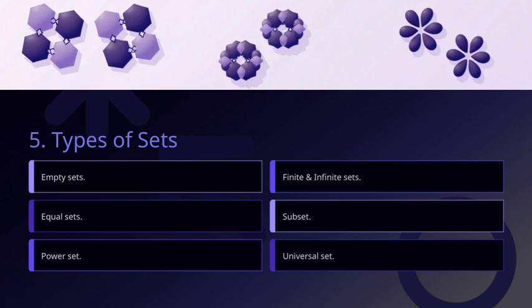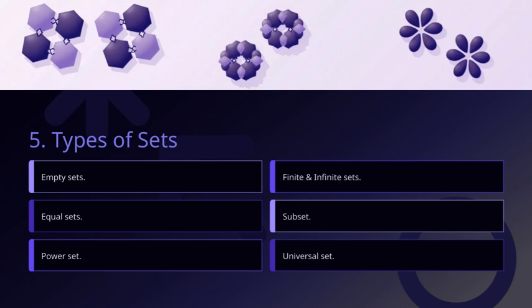Now, sets can be finite or infinite. Finite sets have a limited number of elements, like the set of days in a week, while infinite sets go on forever, such as the set of all natural numbers. Recognizing whether a set is finite or infinite helps us understand its structure and complexity. Moving on, the power set of a set is the collection of all possible subsets of that set. So, if we have a set with 3 elements, its power set will include the empty set, the individual elements, and all combinations of those elements.